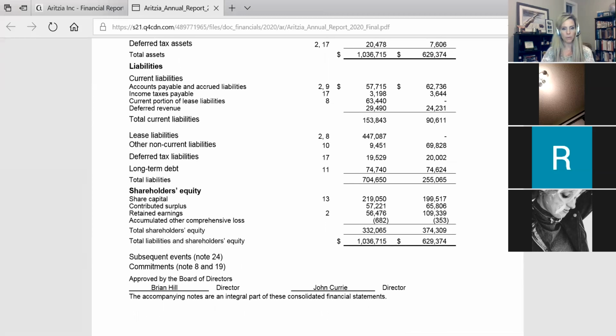So the directors sign it. Brian Hill's the chairman. Another director of the board. It's probably chairman of the board, or no, John. I think Brian's the chairman. I don't know what John is. Anyways, they've signed it and off they go.